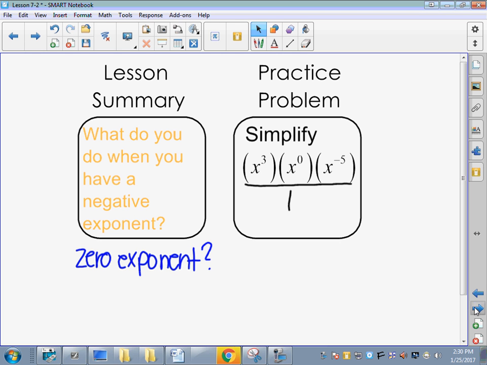So 2 questions have to do with this practice problem. One of them has a negative exponent and one of them has a zero exponent. That's it for section 7-2. And bring your questions to class. Go back and rewatch if you missed something, and we will talk about this when we get to it.